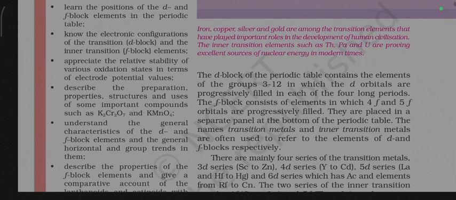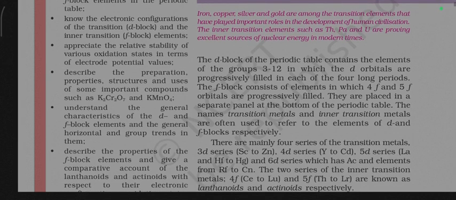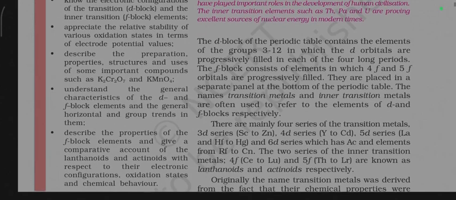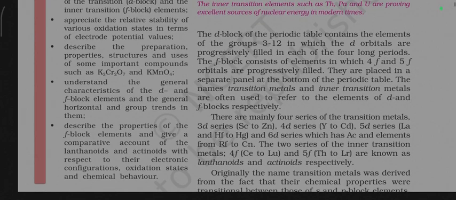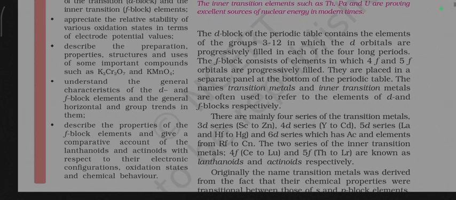The d block of the periodic table contains the elements of group 3 to 12, in which the d orbitals are progressively filled in each of the four long periods. The f block consists of elements in which 4f and 5f orbitals are progressively filled. They are placed in a separate panel at the bottom of the periodic table.